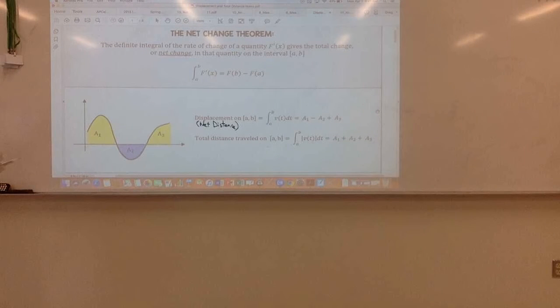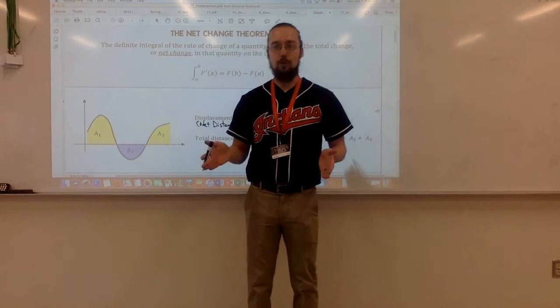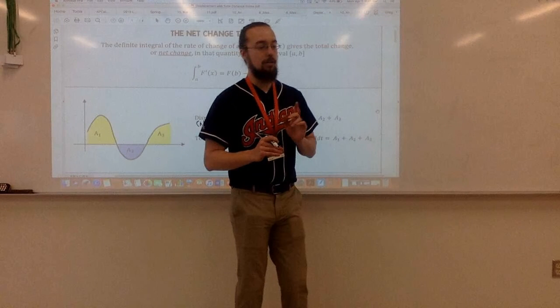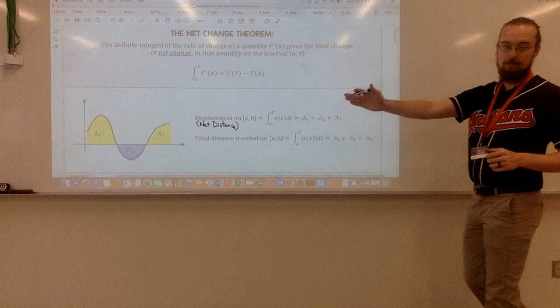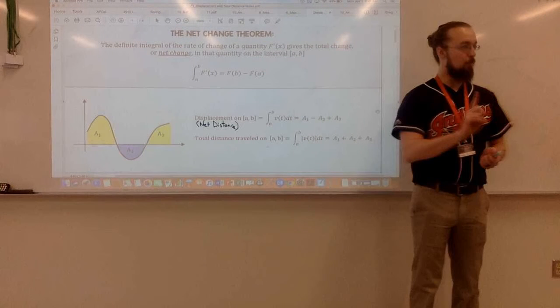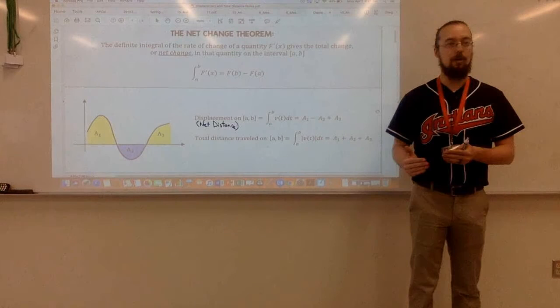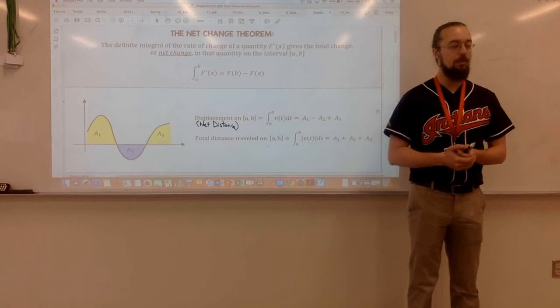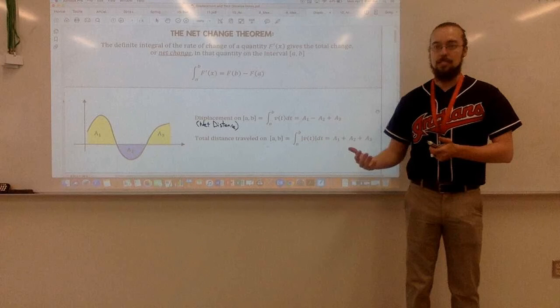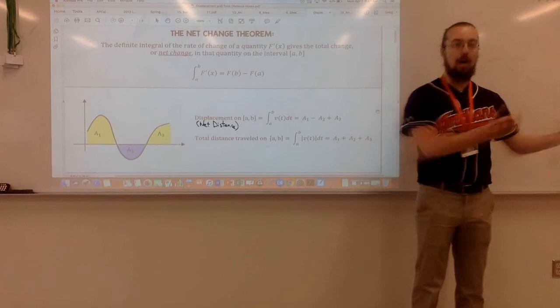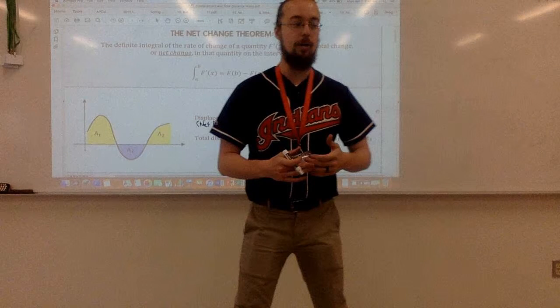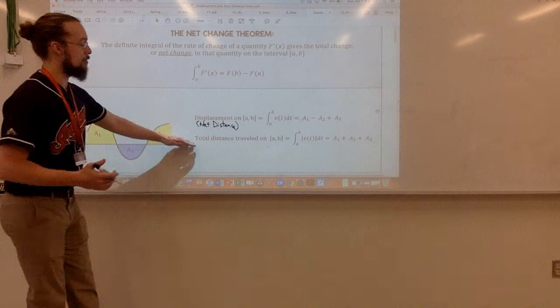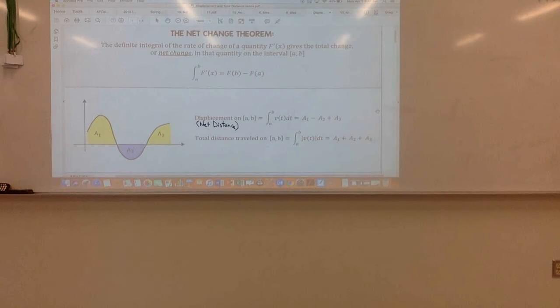So let's say I'm right here at the origin, and I walk 3 steps to the right. And then I walk 2 steps back to the left. My displacement would be 1. I'm 1 step away from where I started. But my total distance would be 5. I took 5 total steps, but I only ended up 1 step away from where I started. That's essentially the difference between displacement and total distance traveled.